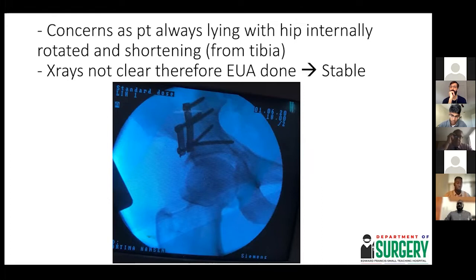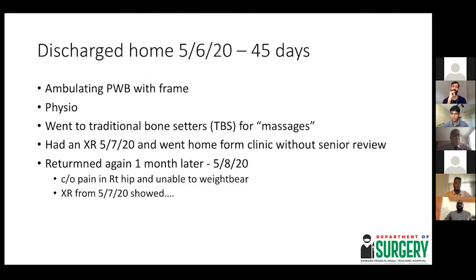So, not being comfortable with that, we took him back to theater to check under the image intensifier and see whether or not the hip was indeed in joint. And the images, as you can see, confirmed that it was in joint and it was stable. So he was eventually discharged home, partially ambulating, partially weight bearing with a frame on day 45, with a plan to continue with physiotherapy, especially for his knee, which was starting to become stiff as he was reluctant to move it. He then decided to have some additional local physiotherapy with the bone setters.